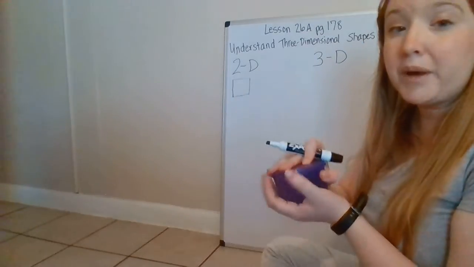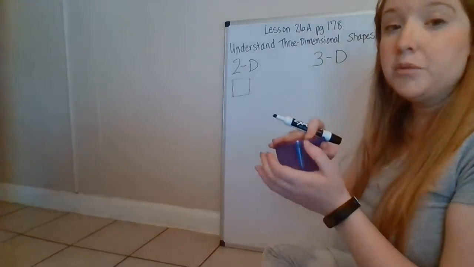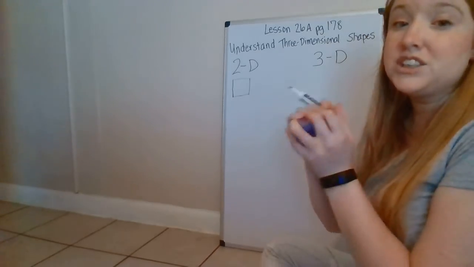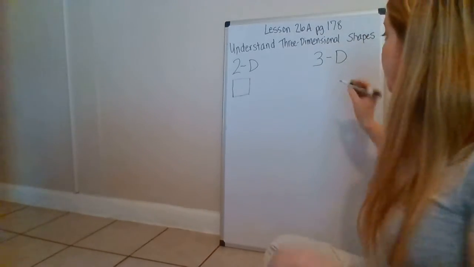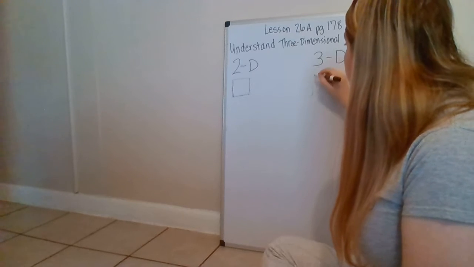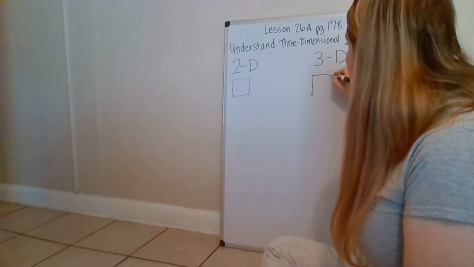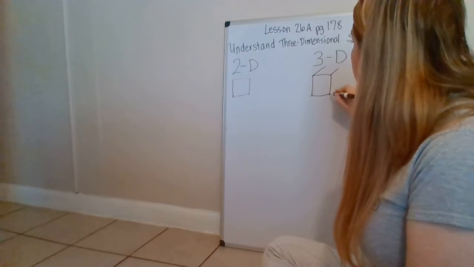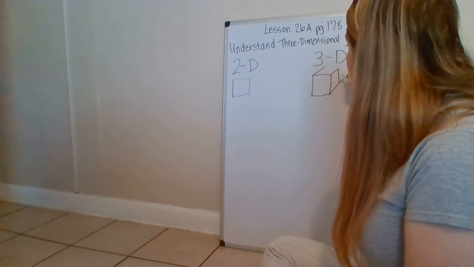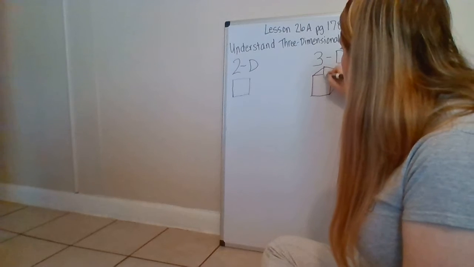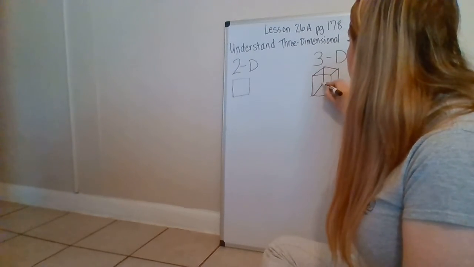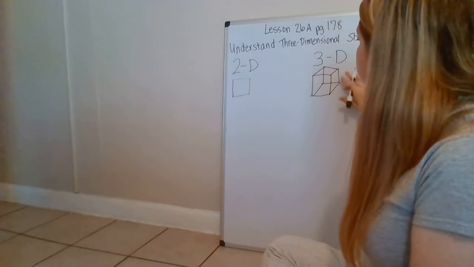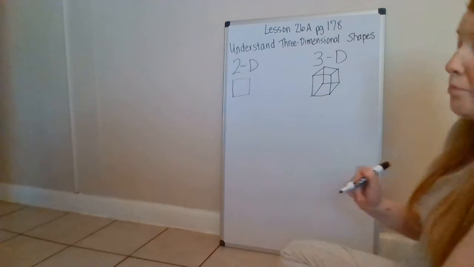This is like over by our geometry cabinet. The blue shapes that we have, those are all solids. You can draw a 3D shape too, to represent it on paper. So that's a 3D shape.